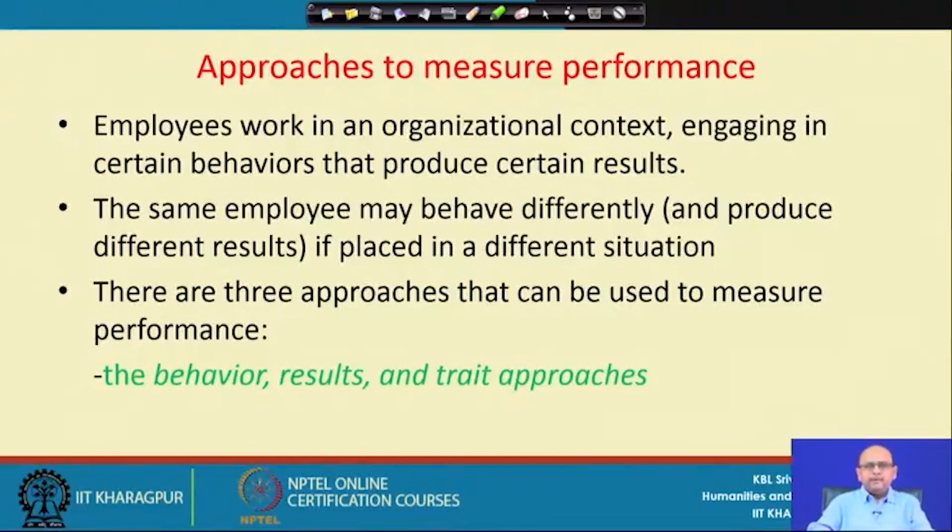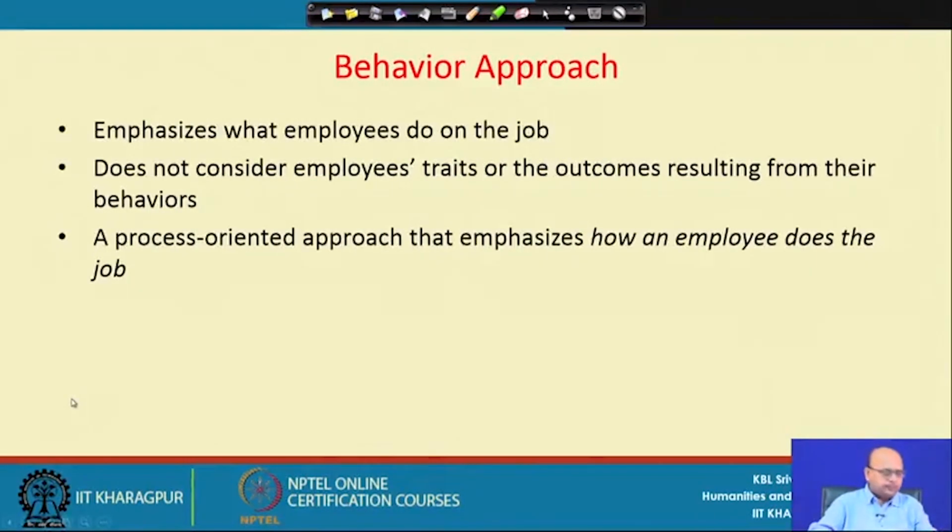Why does it happen? It is because when you are going to measure performance, probably you are only considering either their behavior or the result, or you are not considering the trait. So, when you are going to measure performance, you need to consider all the 3 aspects of performance, that is the behavior, what he does, results, what he produces, and trait, what he is.